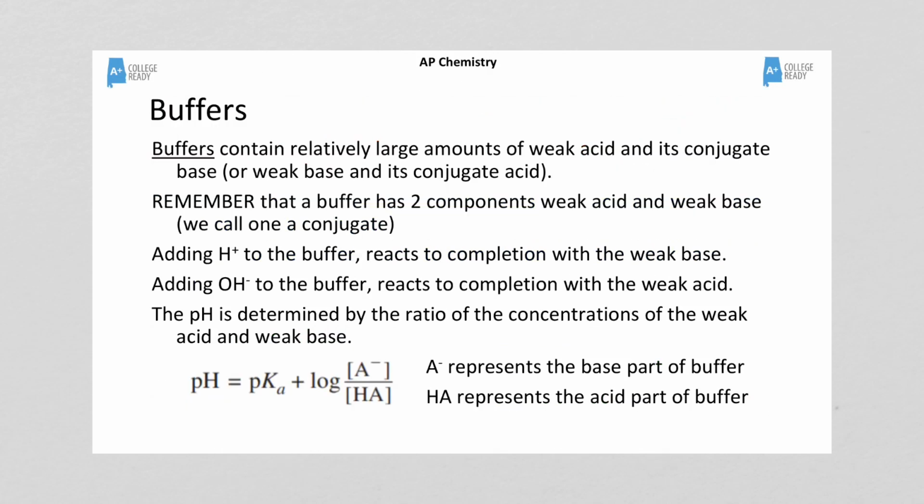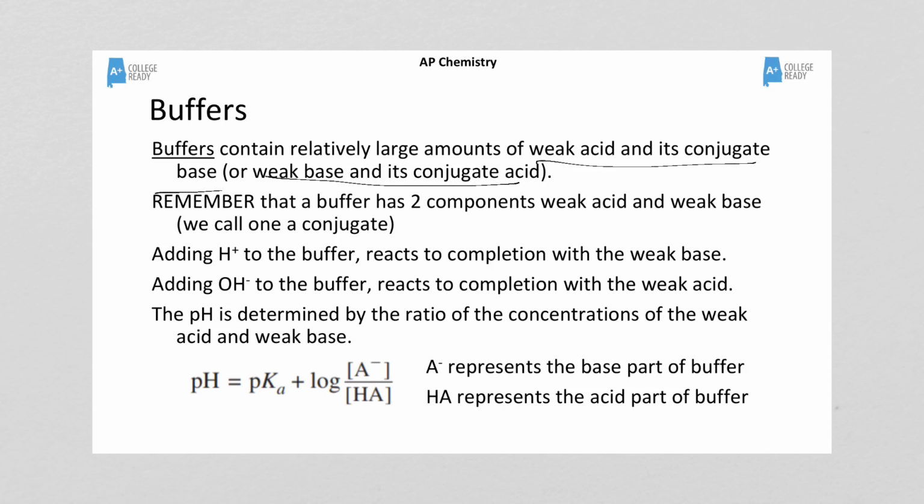Now, a buffer. We talk about salts before we talk about buffers, because if we have in the solution a weak base and its conjugate acid, or a weak acid with its conjugate base, that means we have a buffer present. So remember, a buffer has two components. We say weak acid and conjugate base, but really it's a weak acid and it forms a base. So the word conjugate just means it comes from the acid. So you don't really even have to use that.